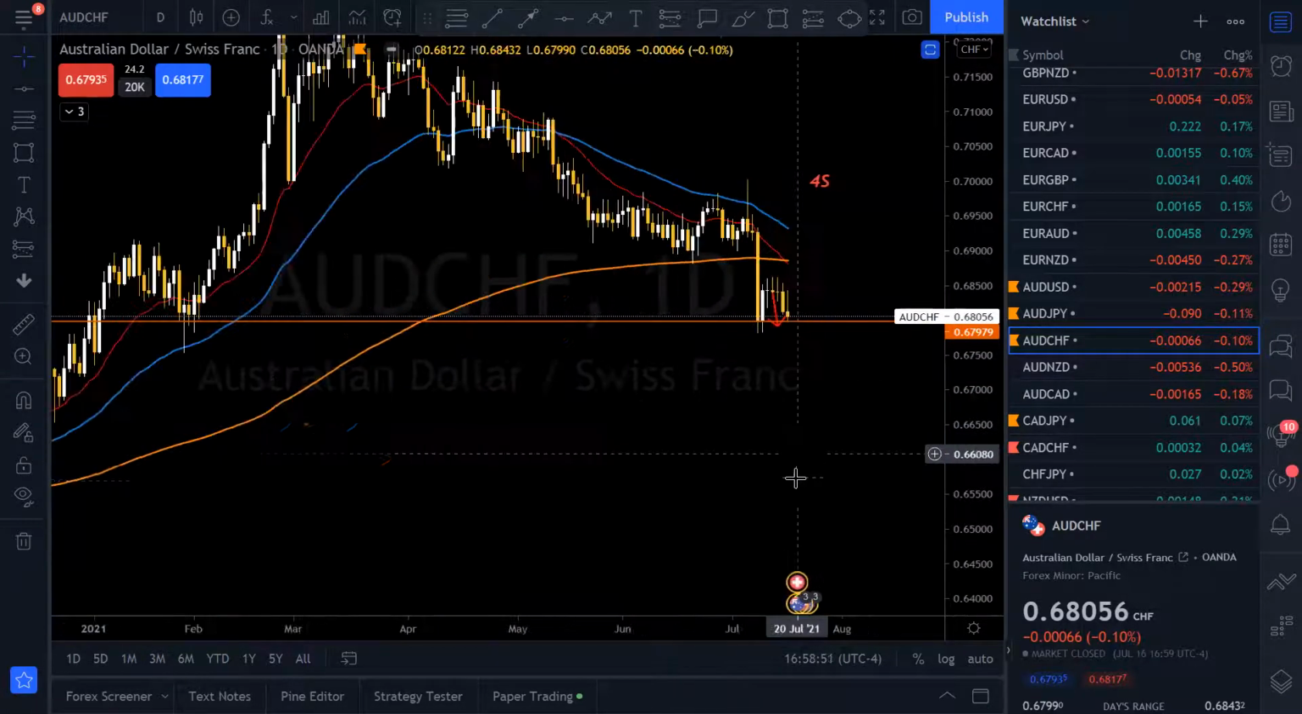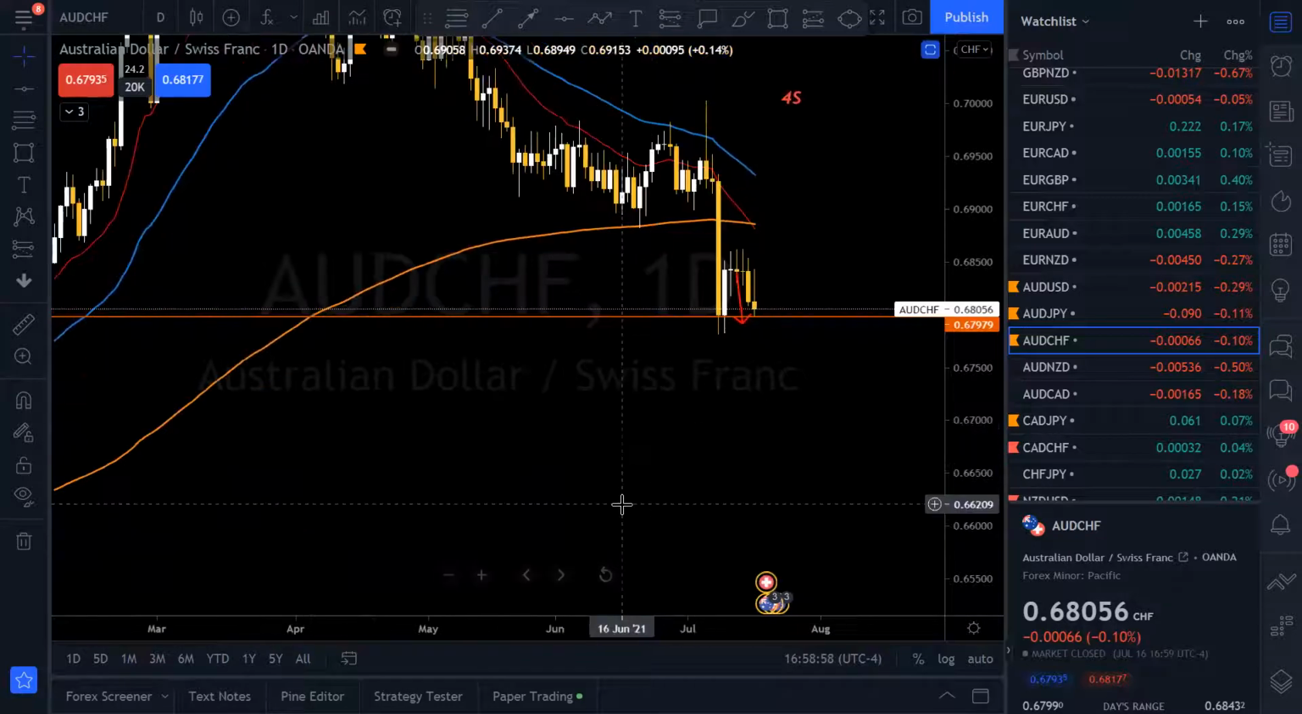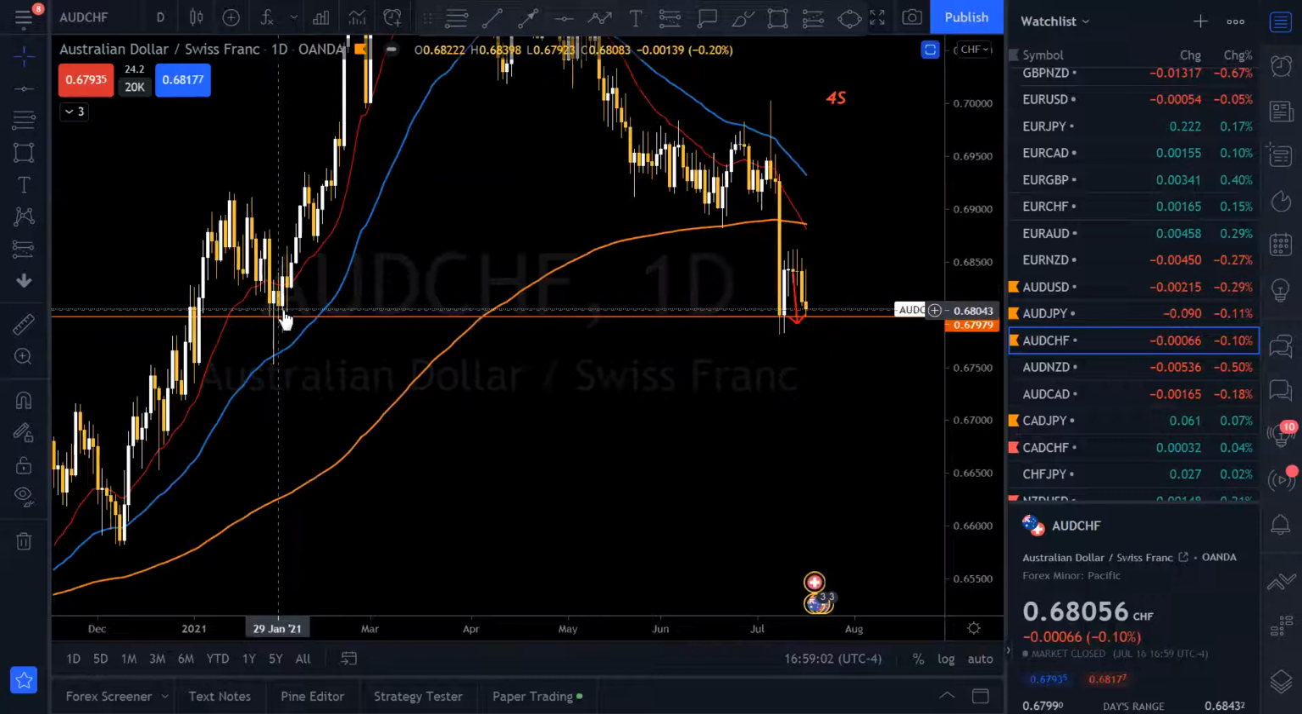But what is more important? We want to find order blocks. We want to find supply. We want to find demand. This was a demand zone here.